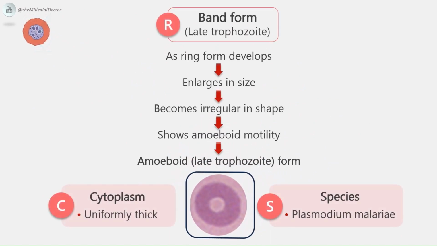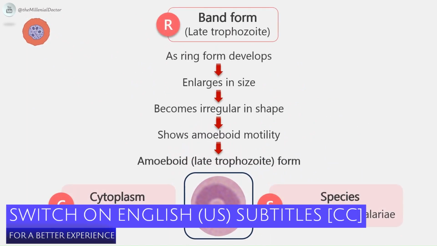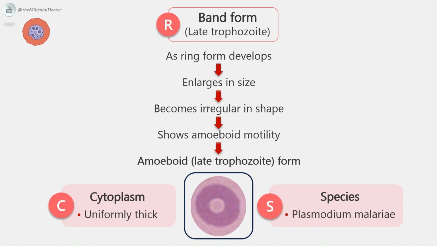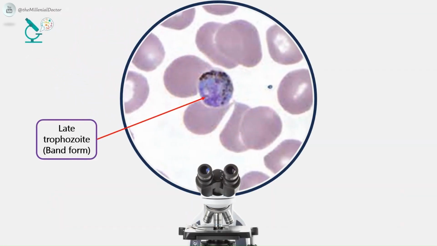Then the band form or the late Trophozoite. As the ring form develops, it enlarges in size, becoming irregular in shape and shows amoeboid motility. This is called the amoeboid form or late Trophozoite form. Since the cytoplasm is uniformly thick, it is called the band form. This form is seen in Plasmodium malariae. This is the late Trophozoite or the band form when seen under a microscope.